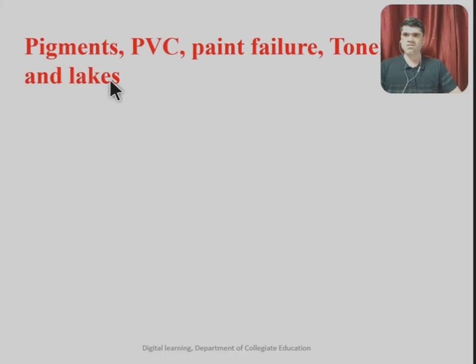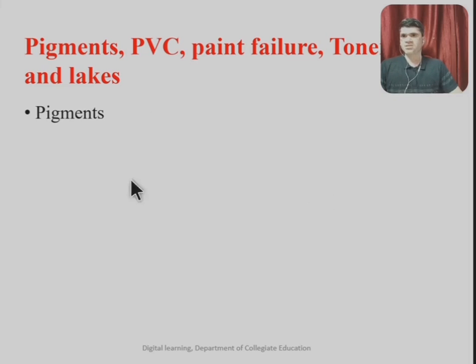So in this session we will be studying pigment, PVC, that is paint volume concentration, paint failure, toners and lakes. In the previous session I had told that paint consists of pigment, vehicle or binder, thinners, dryers and other constituents. We have already discussed the properties of binders or vehicles. So in this session we will be studying pigments and their properties.